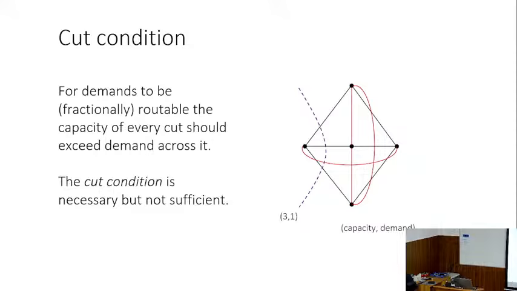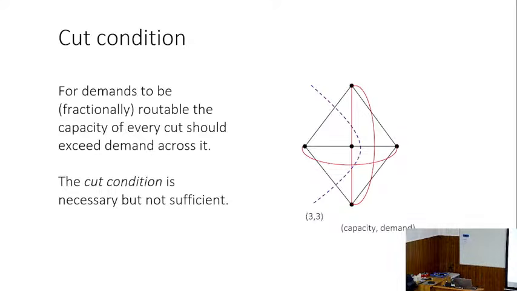Now here, if I look at this cut, does it meet the cut condition? The capacity is 3 and the demand is only 1. So capacity exceeds demand. If I look at this cut, once again, the capacity is 3 and the demand is also 3. So it does meet the cut condition, right?